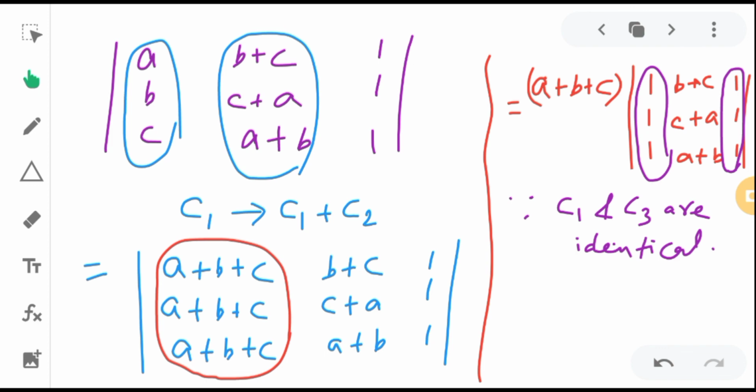So we can say that the value of this determinant will be 0. Then A plus B plus C multiplied by the determinant value 0 will be 0. See, we got this determinant value as 0.